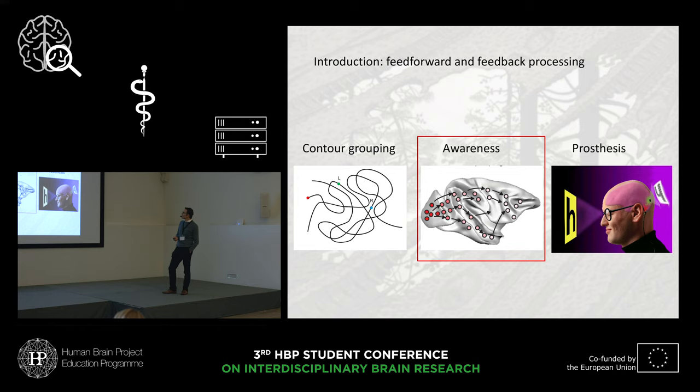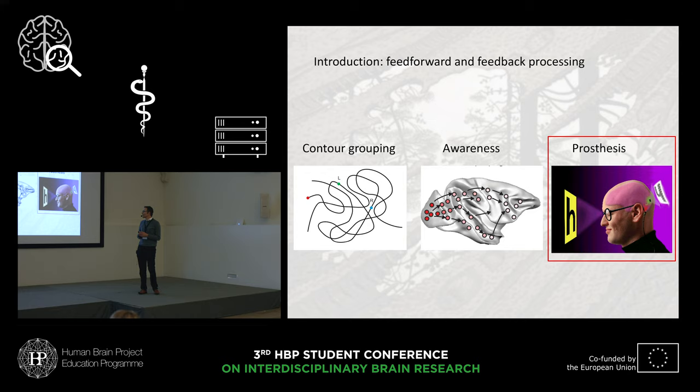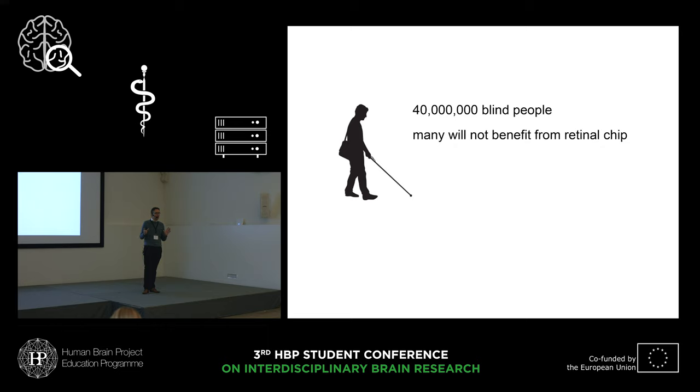Oh, that's good. Okay, so now we're applying this knowledge, and that's the project that we're now working on in the lab. This is to impose activity directly onto the visual cortex for people who are blind. So in the world, there are about 40 million blind people. Some of them will be implanted with a retinal chip, right?